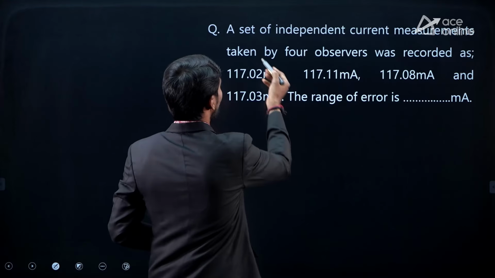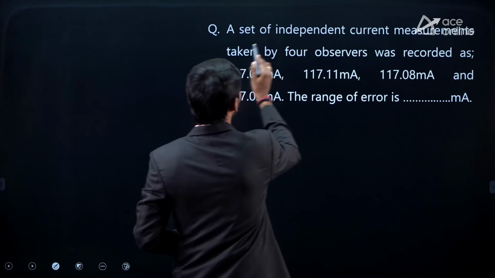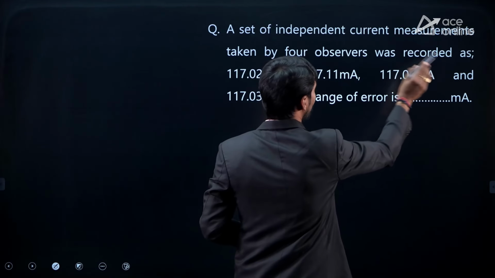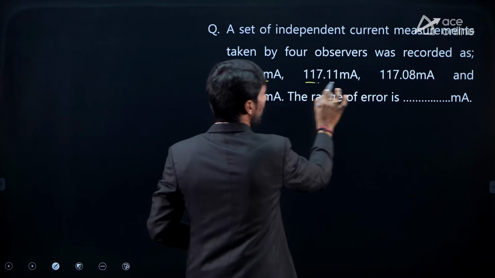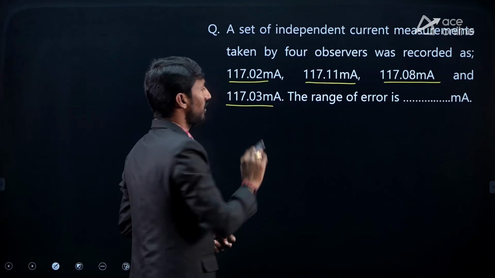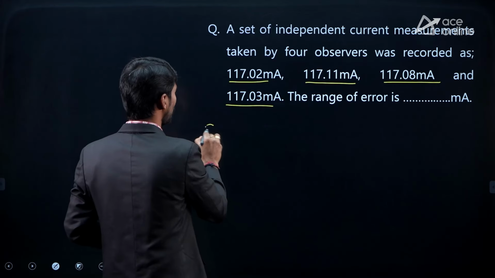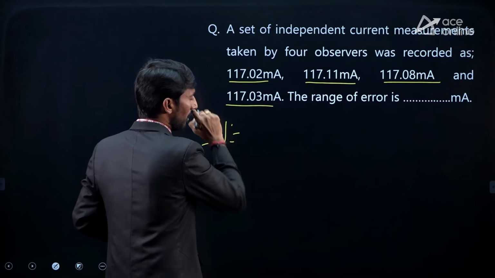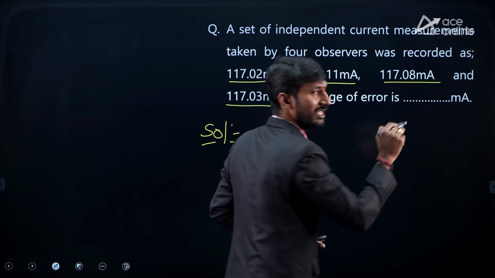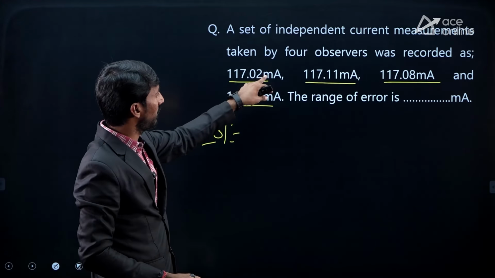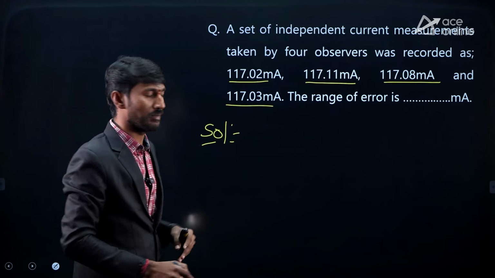Very simple question. A set of independent current measurements taken by 4 observers were recorded. So 4 readings are taken. They are asking, the range of error is dash. So what is the range of error in terms of milliampere? Milli is given, he is asking milliamperes only.